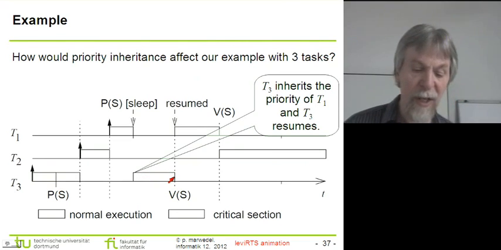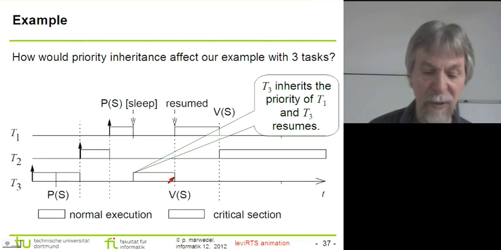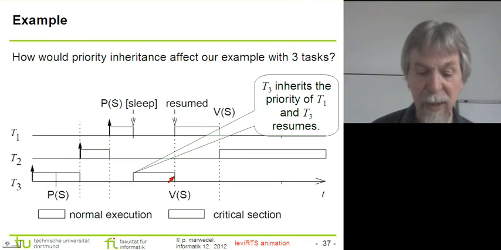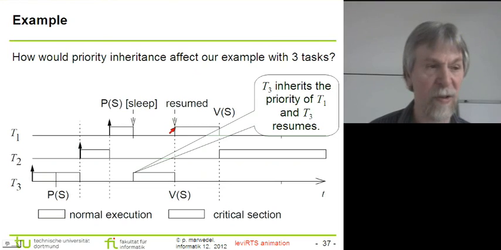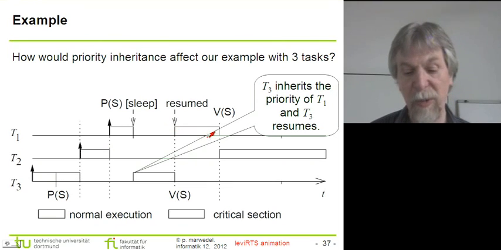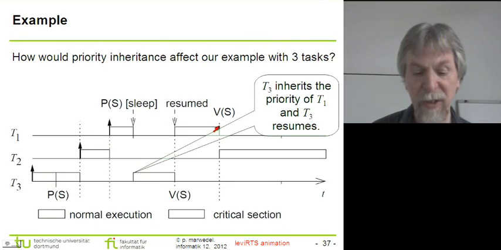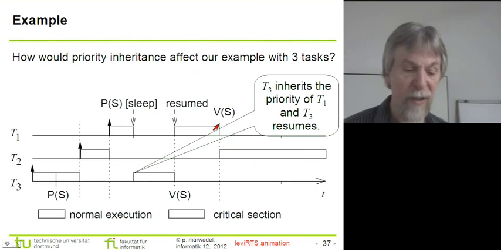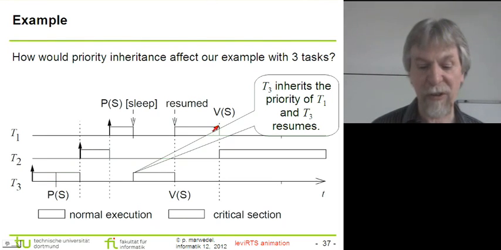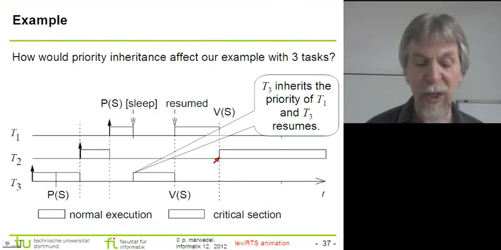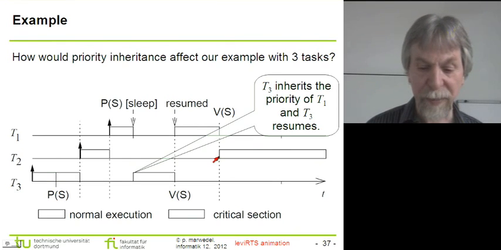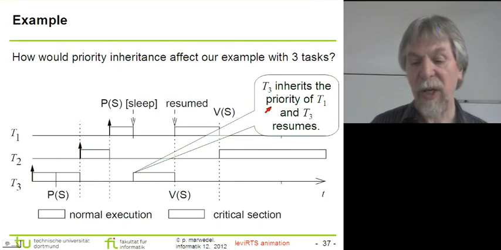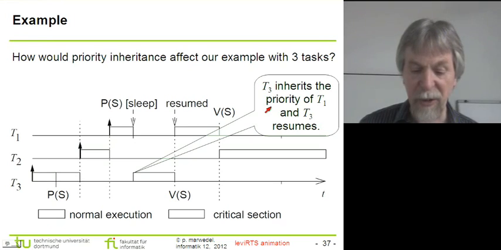Therefore, we are now executing the critical section for T3, and after releasing the resource, we will continue the execution of T1. Now also working on the critical section there, and once T1 has completely finished its execution, we will be able to execute T2. So in this way, we are inheriting the priority.